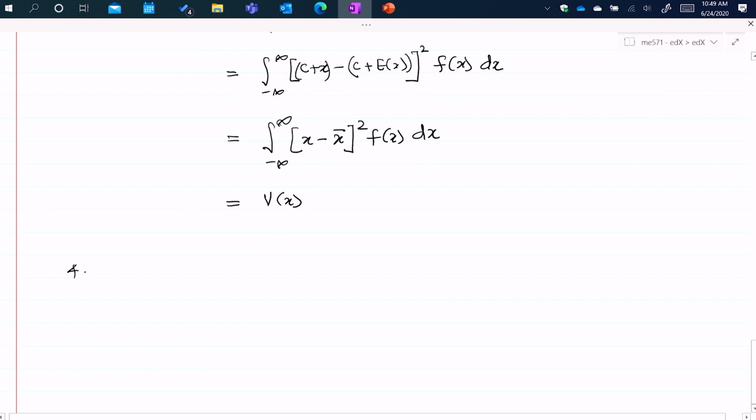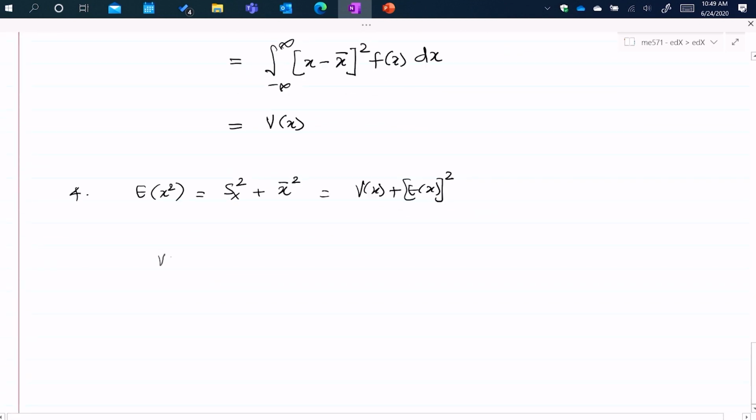The last derivation that we need to show is that expected value of x squared is nothing but variance plus x bar squared. Or in other words, this is equal to variance of x plus expected value of x whole squared. That's the last derivation we need to do. In order to show this, let's start with variance of x. Variance of x is, by definition, expected value of (x minus x bar) squared.